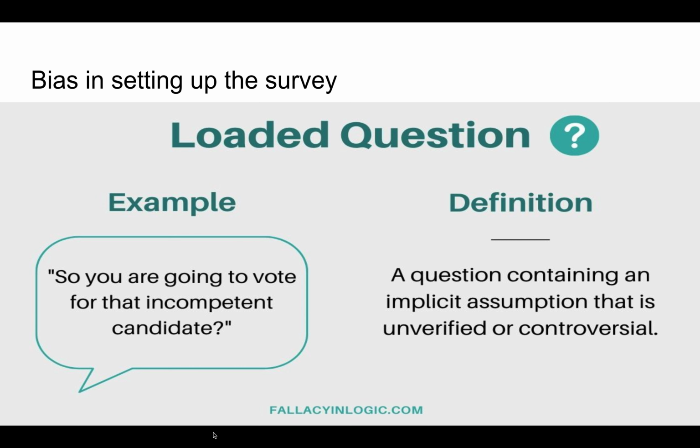And we should avoid biases in setting up the survey. For example, one bias is asking loaded questions. Loaded questions are questions that show the bias of the researcher. Like, are you going to vote for that incompetent candidate? If we ask in such a way, even if the respondent is planning to vote for that given candidate, he or she would give a wrong answer, so that he or she is not antagonizing the researcher.